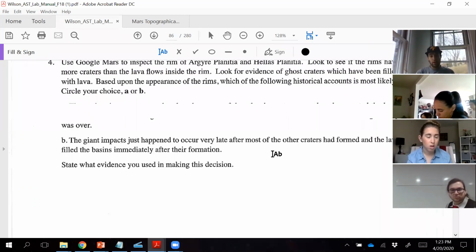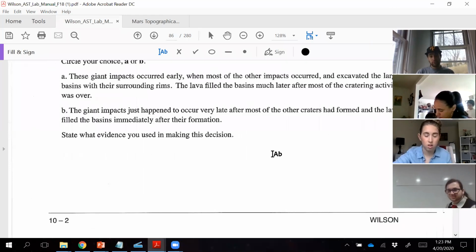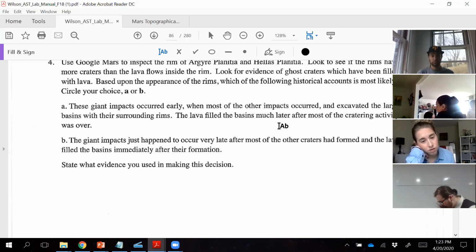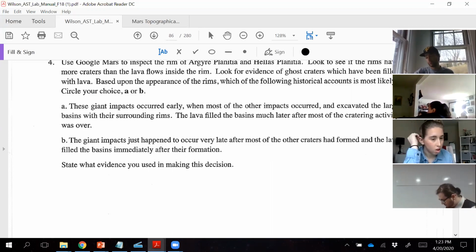Oh, here we go. Okay. A, the giant impacts occurred early when most of the other impacts occurred and excavated the large basins with their surrounding rims. The lava filled the basins much later after most of the cratering activity was over. Or B, the giant impacts just happened to occur very late after most of the other craters had formed and the lava fills the basins immediately after their formation. Which answer do you think makes more sense?